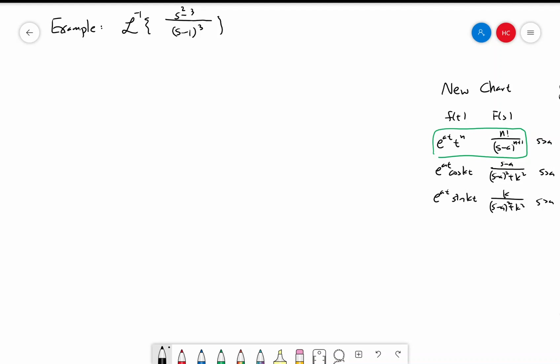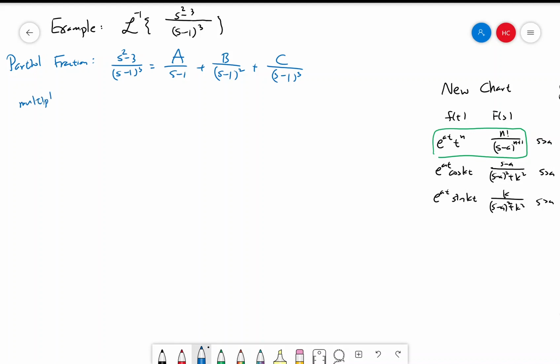The denominator is already factored for you, so we don't have to deal with that. The partial fraction method tells you that the original fraction is equal to A over s minus 1 plus B over (s minus 1) squared plus C over (s minus 1) cubed. So if we multiply by the common denominator, (s minus 1) cubed, then we get s squared minus 3 equals A times (s minus 1) squared plus B times (s minus 1) plus C.